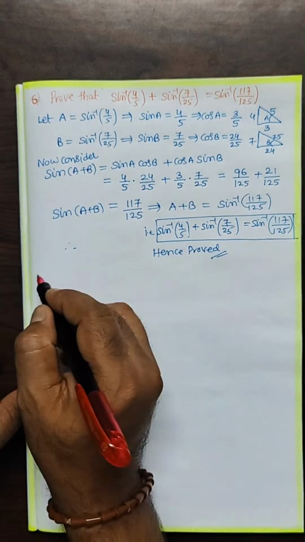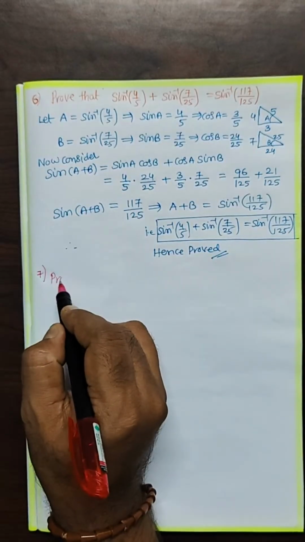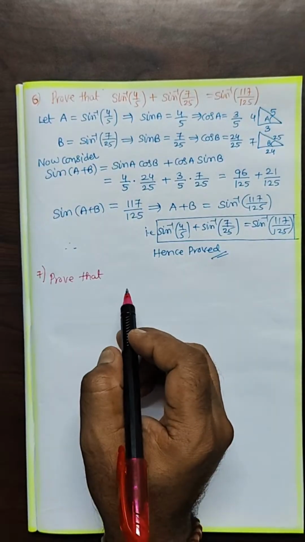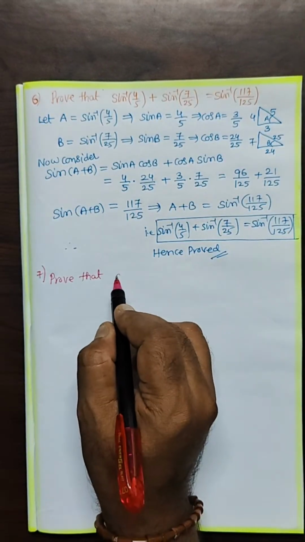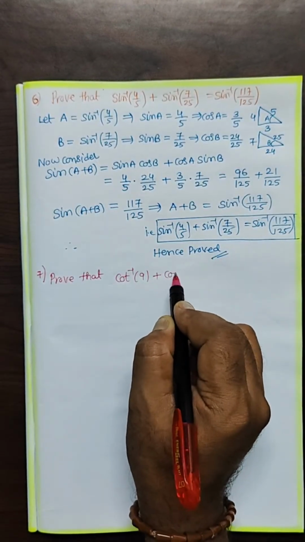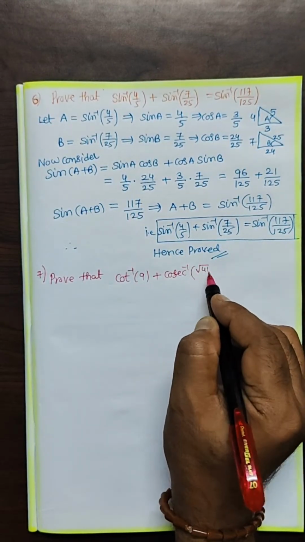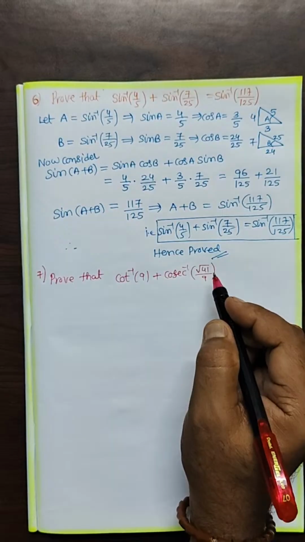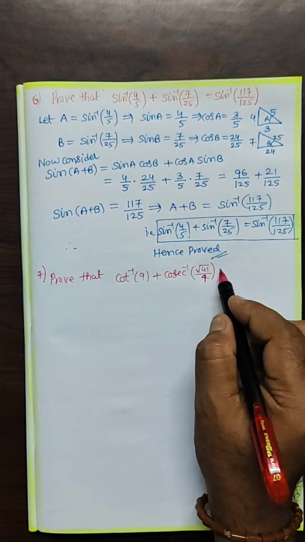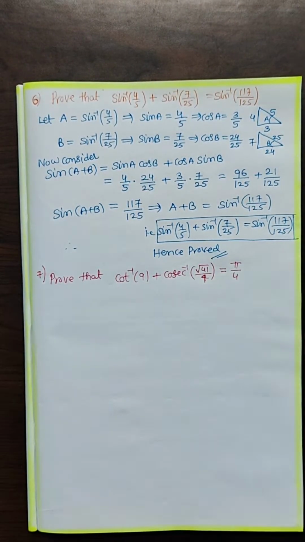Next, question number 7. Prove that cot inverse of 9 plus cosecant inverse of root 41 by 4 is equal to pi by 4. So, such a beautiful question.